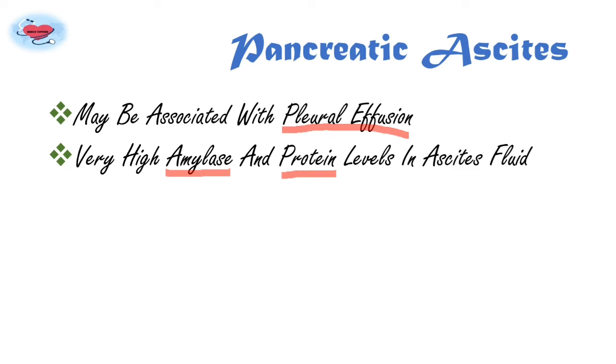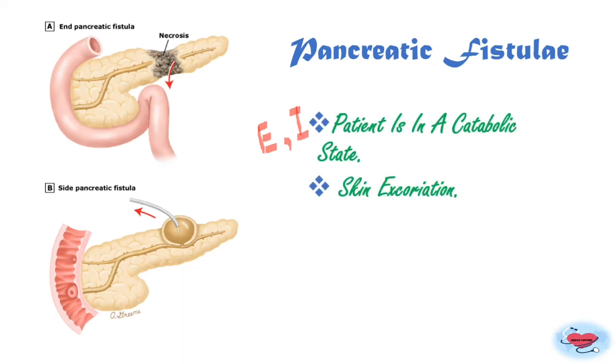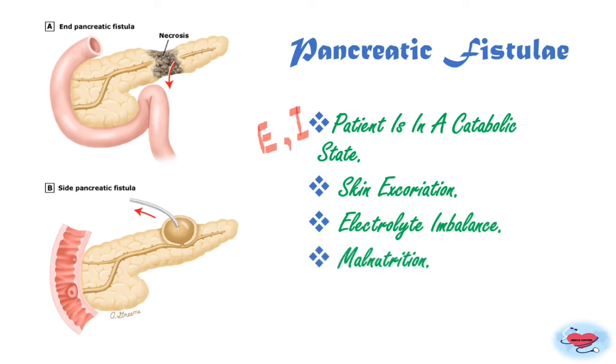Pancreatic fistula. There are two types, external and internal fistula. External fistula can occur because of Whipple's operation, pancreaticojejunostomy, splenectomy, colonic surgeries or trauma, or because of rupture or infected pseudocyst, and so on. Here the main clinical feature is the patient is in a catabolic state and skin excoriations can be seen, electrolyte imbalance will occur, malnutrition and sepsis. These are the common features in case of fistula.